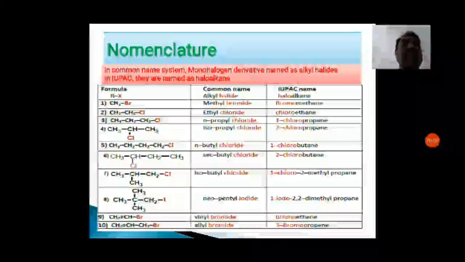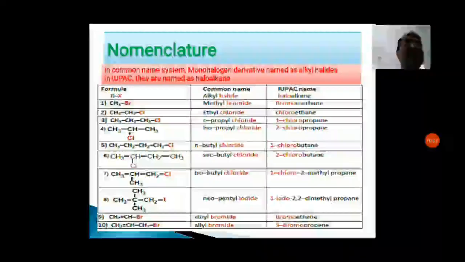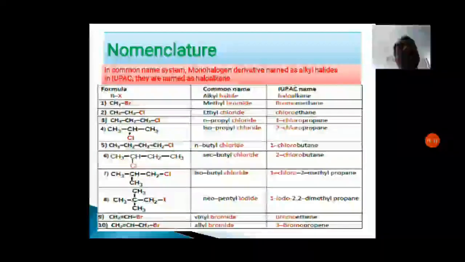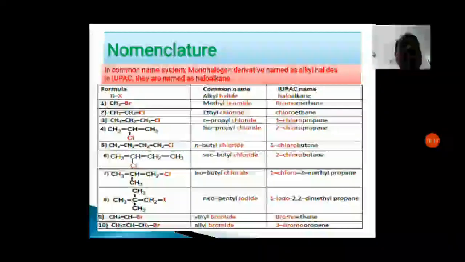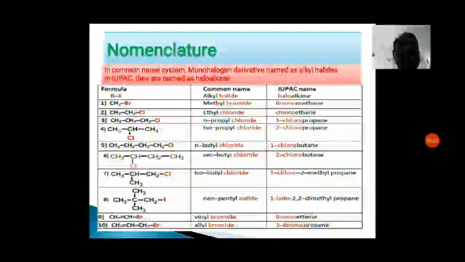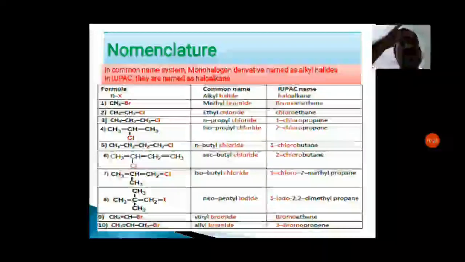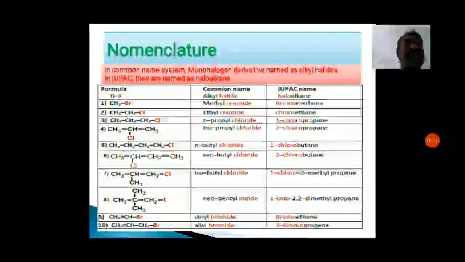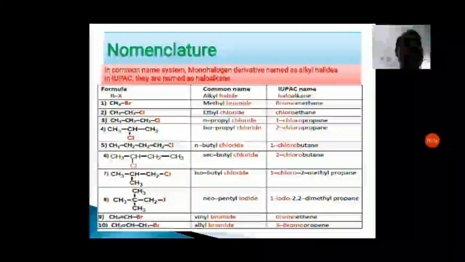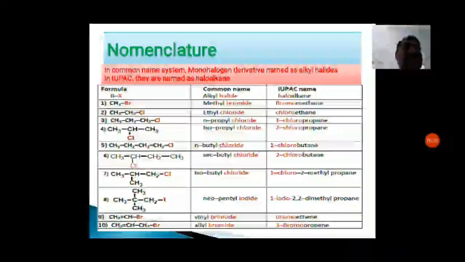In the IUPAC name we have to consider the longest chain. The longest chain is of 1, 2, 3, 4 carbon atoms, that means its corresponding alkane is butane. If we number this chain, then the chlorine atom, or any substituent, must be closest to the starting point. If we start from this CH3 on the left hand side, then the number of the carbon to which the chlorine is attached is second. Therefore we will start counting from this carbon atom. So this is 2-chlorobutane. Then the seventh example.